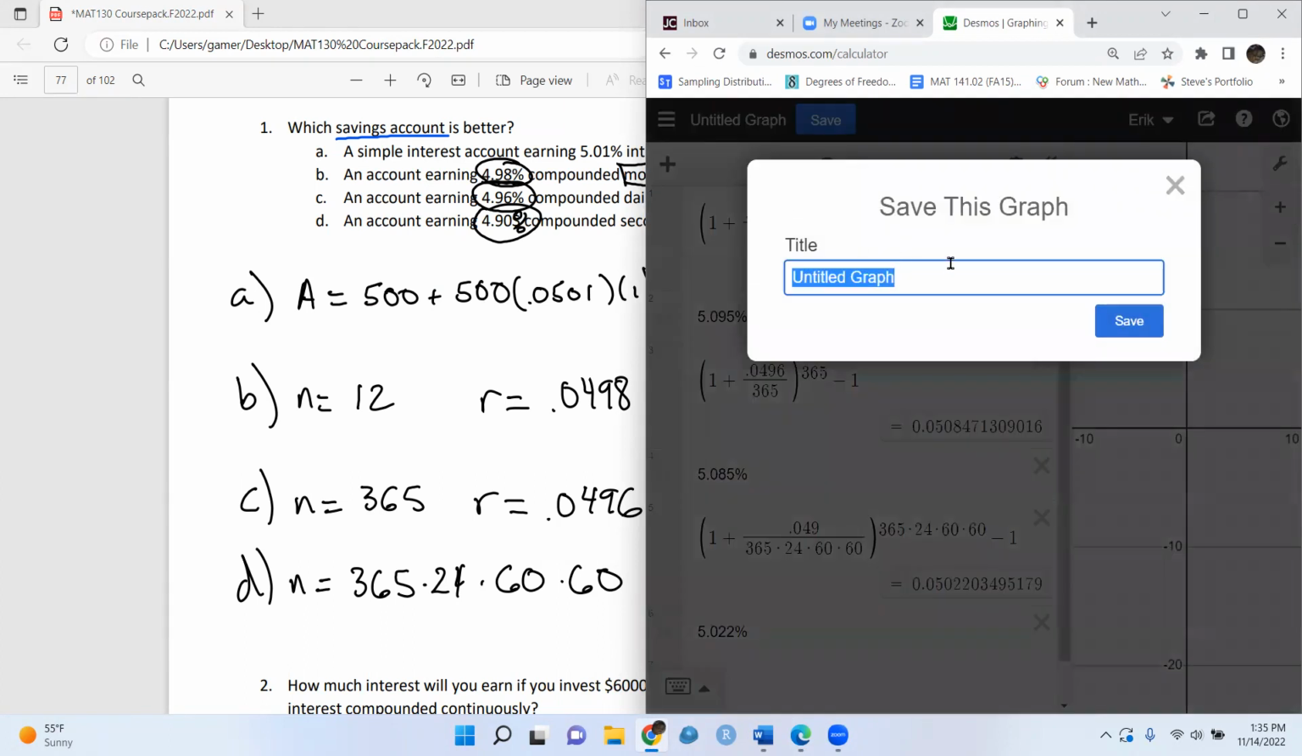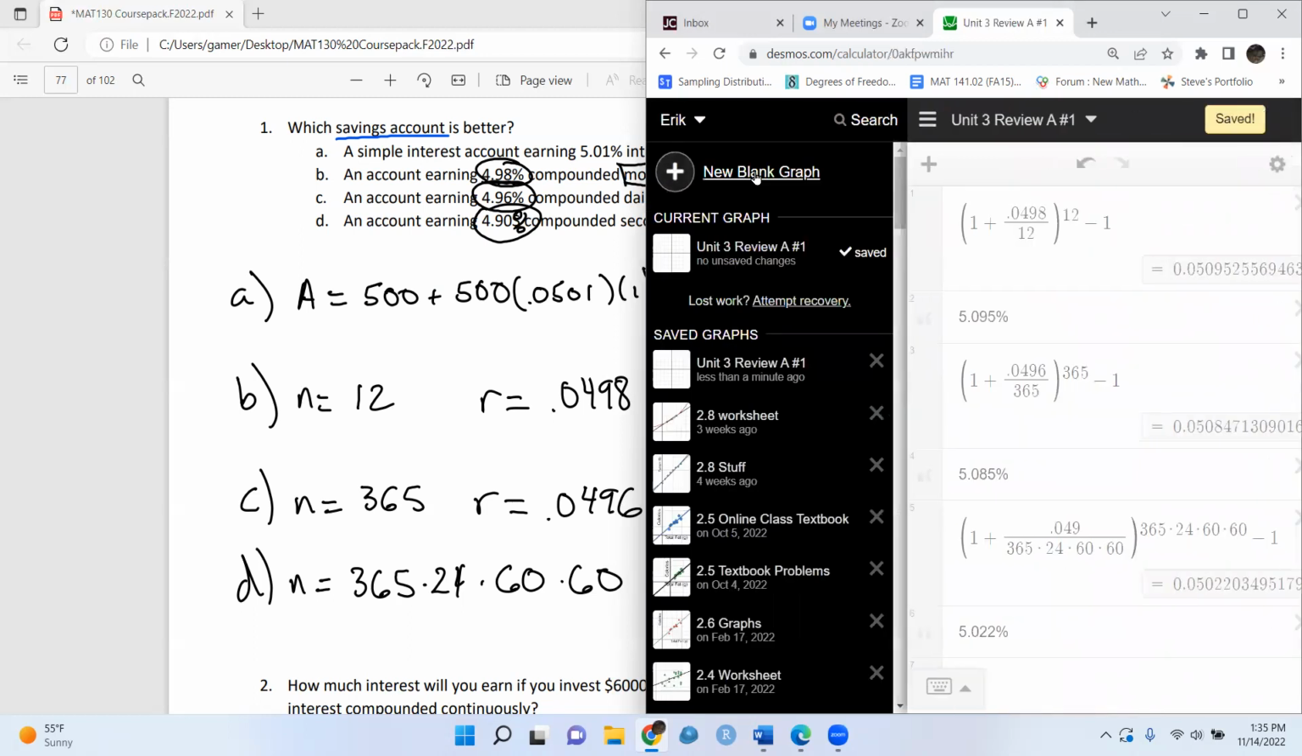Let me save this. Do I want to save this? Sure, why not? Let's say unit review A. I should say what this is, right? This is unit 3 review A, number 1.